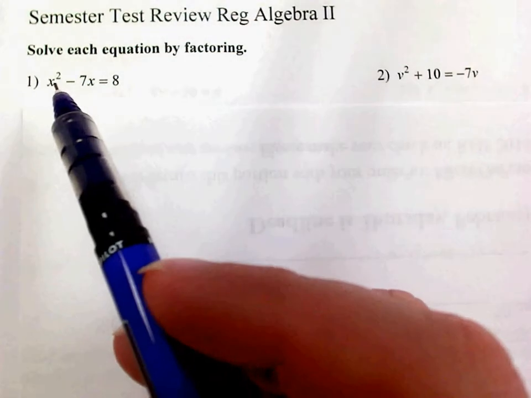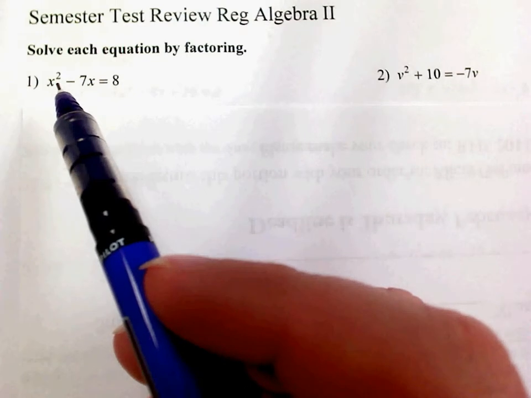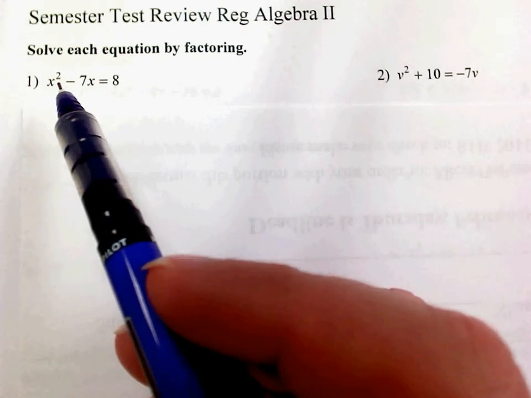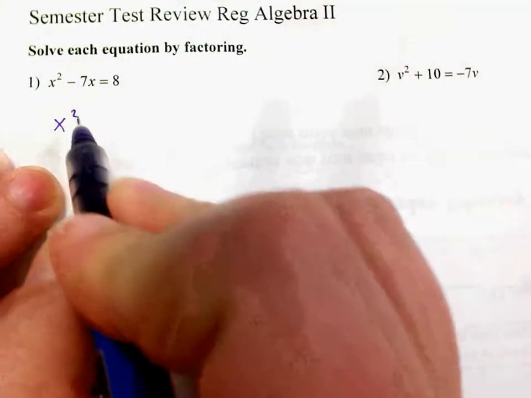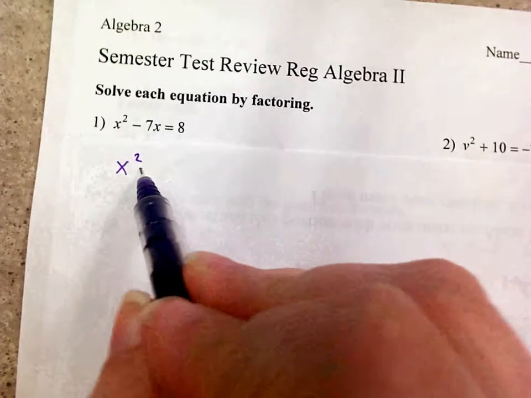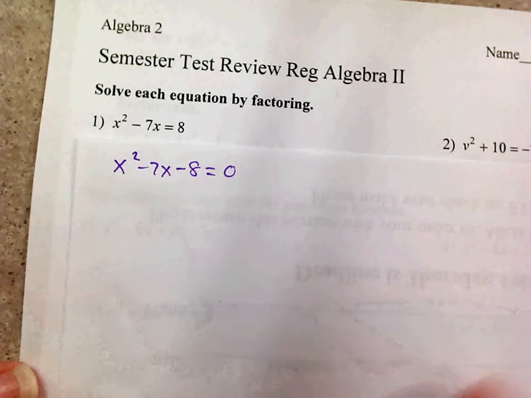Okay, we need to factor. How am I going to factor? What do I got to do first? Get an 8 on the same side. So I'm going to write x squared minus 7x minus 8 equals 0. So subtract 8 over, yeah?